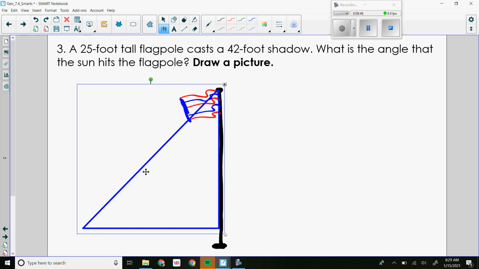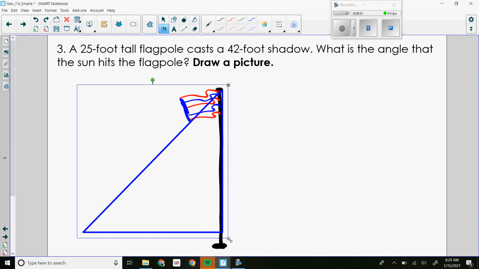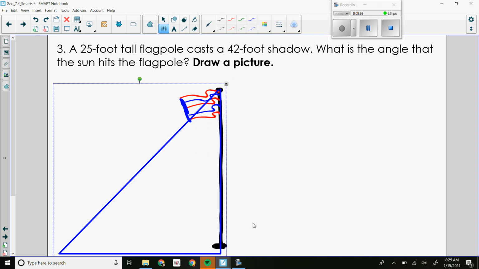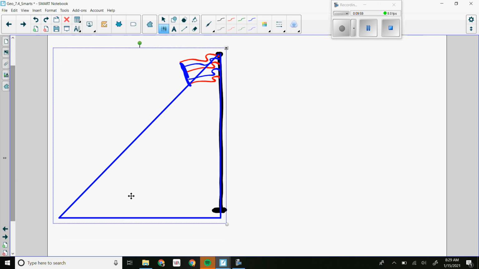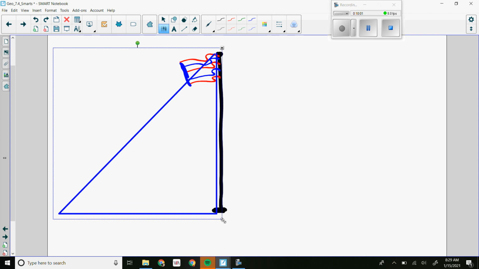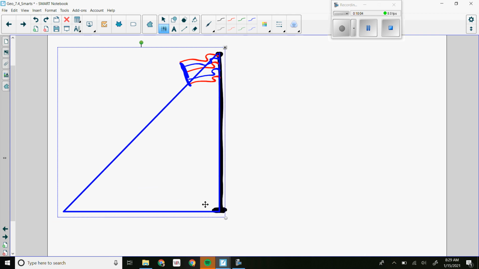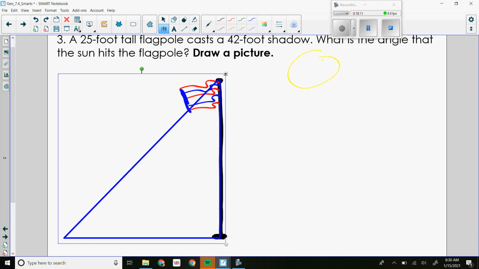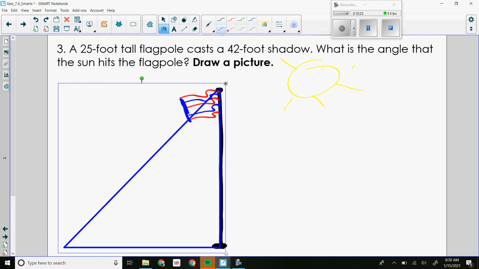Let's see if I can match it up and make it a little bigger. It works a little too big. Anyway, what this is going to do is the sun is up here. All right, here's my sun. And it's casting a shadow down this line, and we want to know the angle that the sun is hitting at. So we have to fill in the other parts first before we can do this.